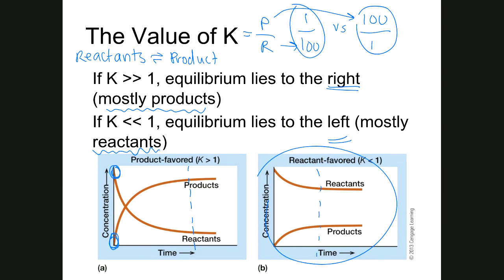So the remainder of the chapter is looking at how we can solve for K in a chemical reaction, and then what are some ways that equilibrium can be disturbed. And so that's what we're going to look at in our second video.